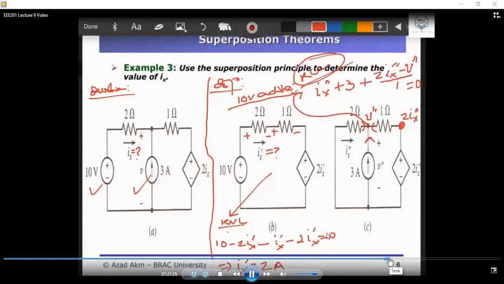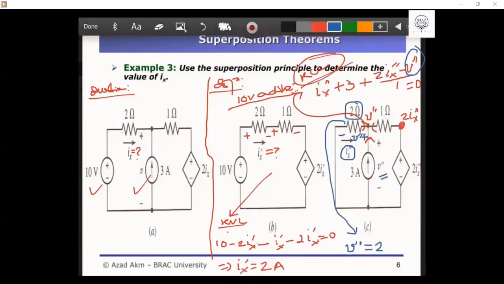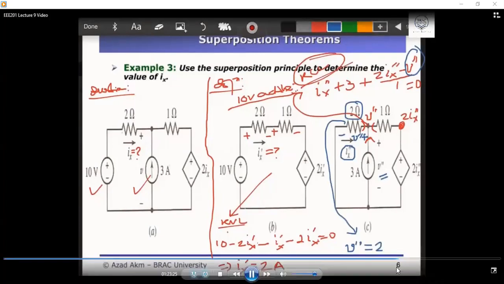Okay, now, V double prime is the voltage across the 2 ohm resistor, so V double prime equals 2 into Ix double prime. But do all of you agree, or are there some corrections? This is my question to you all. As you said, this is the positive terminal and this is the negative terminal. The negative terminal is coming here and the positive terminal coming here.